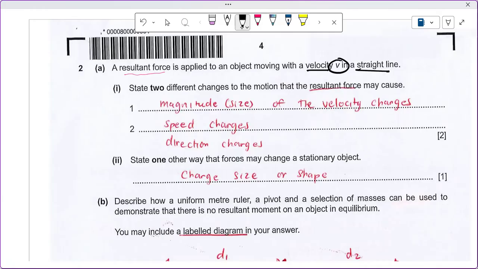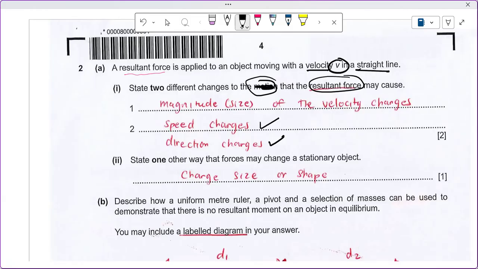So if it says state two different changes to the motion, they are referring to the motion a resultant force can change. So number one, it can change the magnitude or size of the velocity, or the speed changes, because it's like you take a ball and you apply another force, the speed can change, or the direction can also change. So that's when they are making reference to the motion, not any other thing. Motion, not the size of the object, but the motion. So the velocity can change, or the speed changes, or the direction changes.